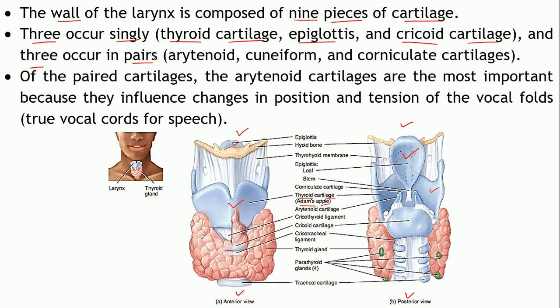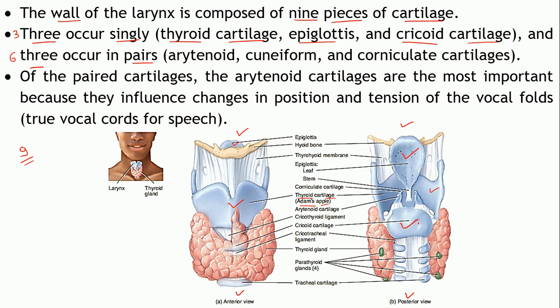Okay, so total there will be how many? So there will be 6 of these and 3 of these. So there are total 9 cartilages, and that's your cricoid cartilage. Okay, that's the position of the cricoid cartilage.